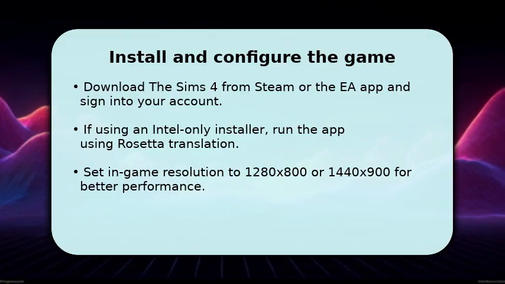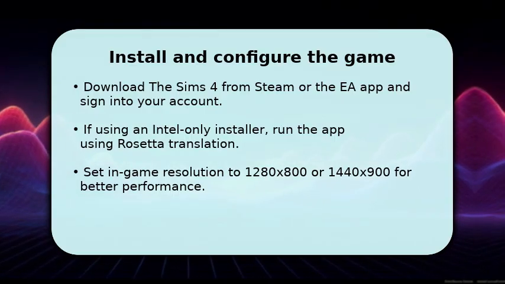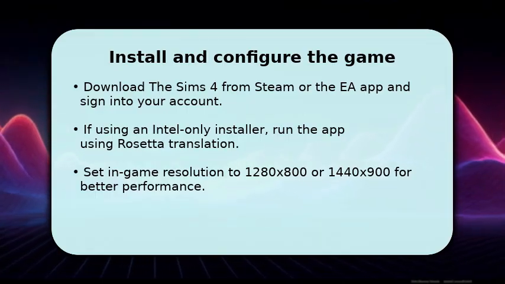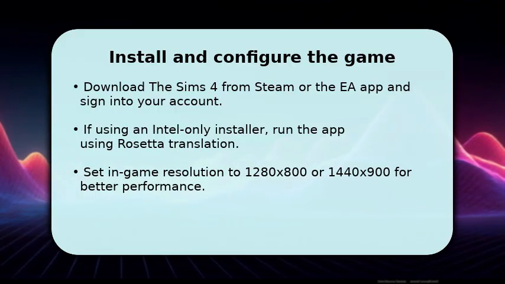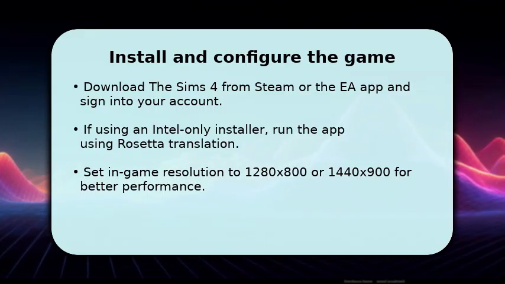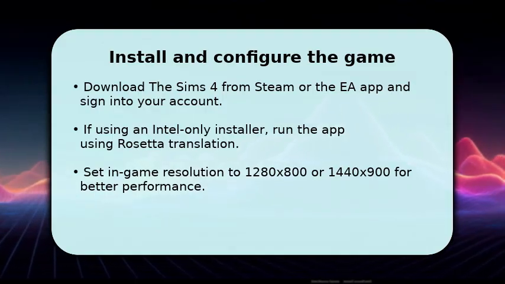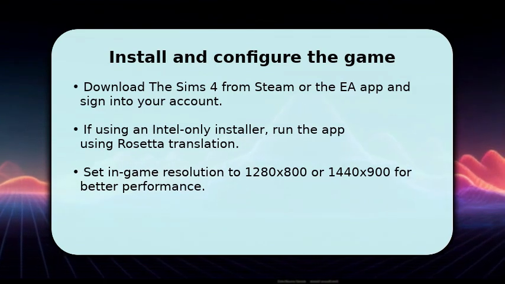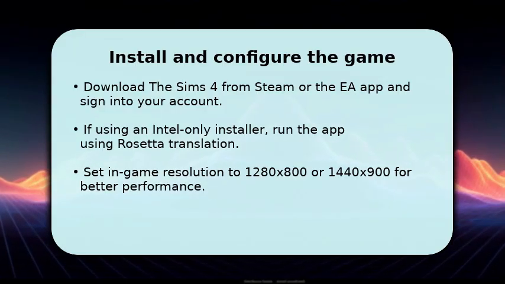If the installer is Intel only on an Apple Silicon MacBook Air, install and run the app using Rosetta Translation to ensure compatibility. After installation, open Game Graphics Settings and set in-game resolution to 1280x800 or 1440x900 for better performance. Lower texture quality to medium or low, and limit frame rate to 30-60 FPS to reduce thermal throttling and preserve battery life.